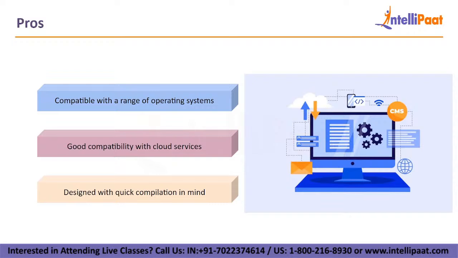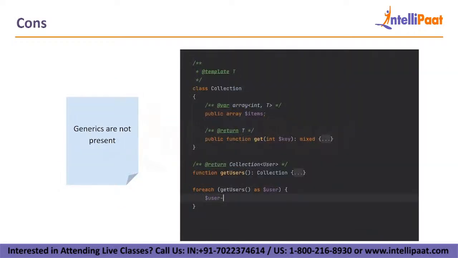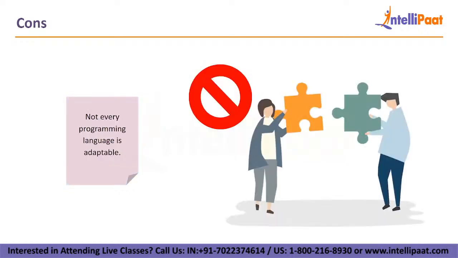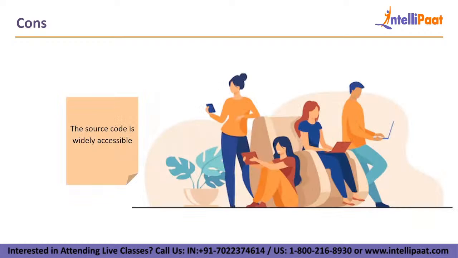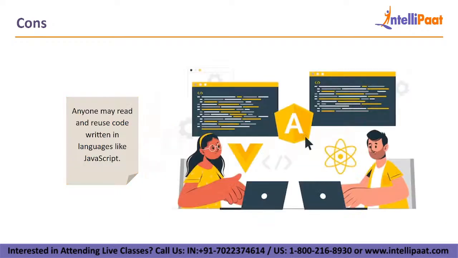Now let's take a look at the cons. Generics are not present in many programming languages. Not every programming language is adaptable. Because some programming languages are open source and the source code is widely accessible, they are not very safe. Anyone may read and reuse code written in languages like JavaScript.